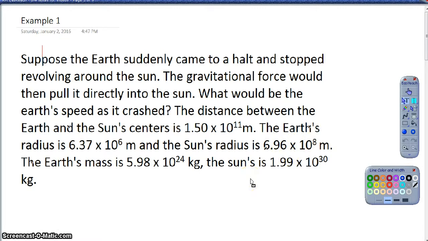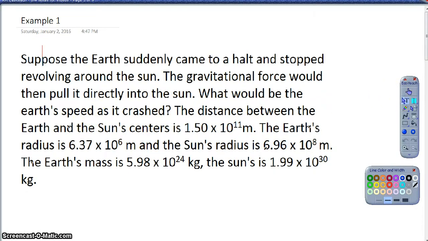So example 1, and you can read through the entire thing here, but the Earth suddenly stops, and the gravitational pull of the Sun pulls it directly inward. They give us the distance between the Earth and the Sun's centers, which is good. And then they give us the Earth's radius, the Sun's radius, the Earth's mass, and the Sun's mass. They ask us, what would be the Earth's speed as it crashes into the Sun?